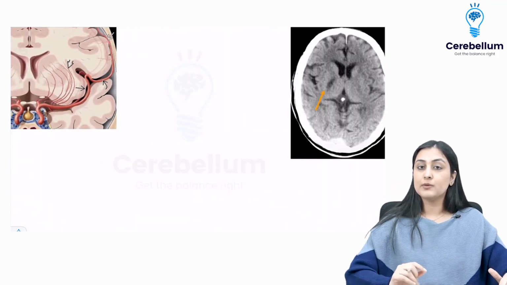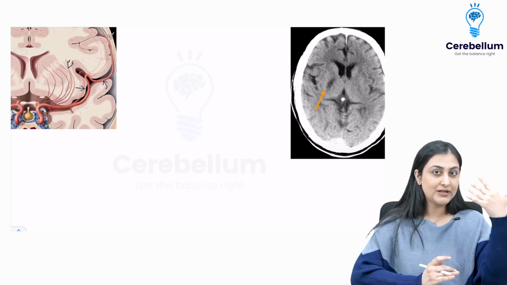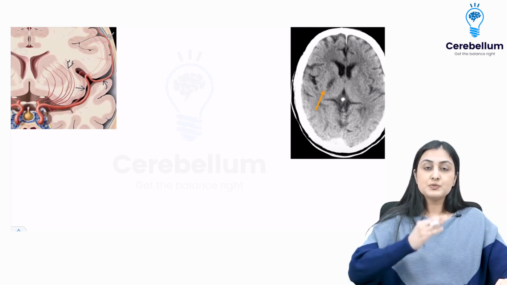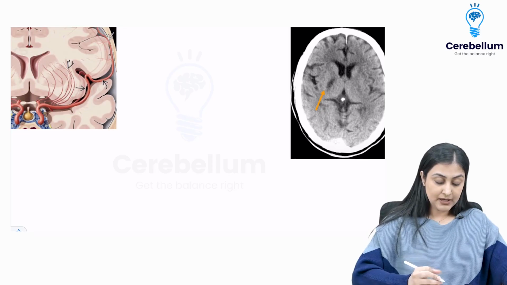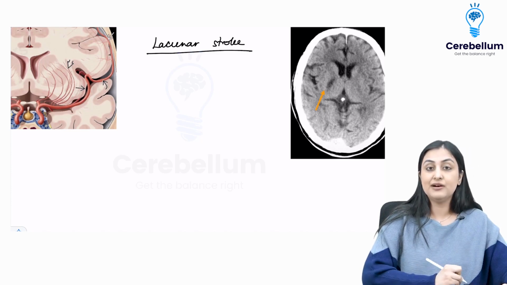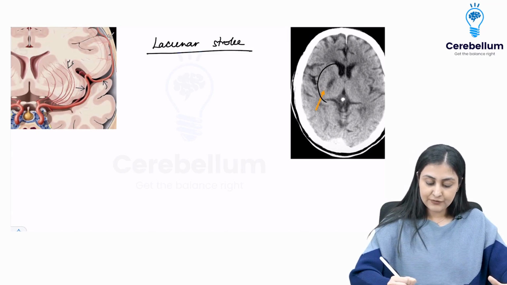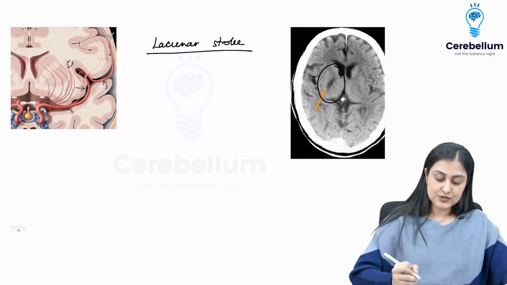Now let's talk about lacunar stroke. So far we have seen large vessel stroke wherein we have ACA, MCA, PCA being affected. When the smaller branches of these vessels are affected by an ischemia, that is what we call a lacunar stroke. It is a low volume stroke that frequently affects the gangliocapsular region, which is this area of the basal ganglia internal capsule region. Okay, so there's a low volume stroke.